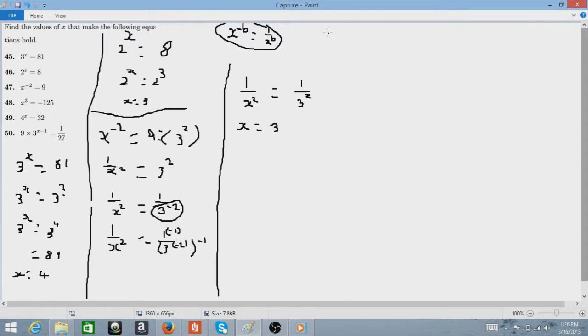Using the rule where I said (A over B) to the power of n, all to the power of m, is the same thing as A to the nm over B to the nm. We did that just now here. That's how we're able to get our values. Now let's move on to the fourth question.